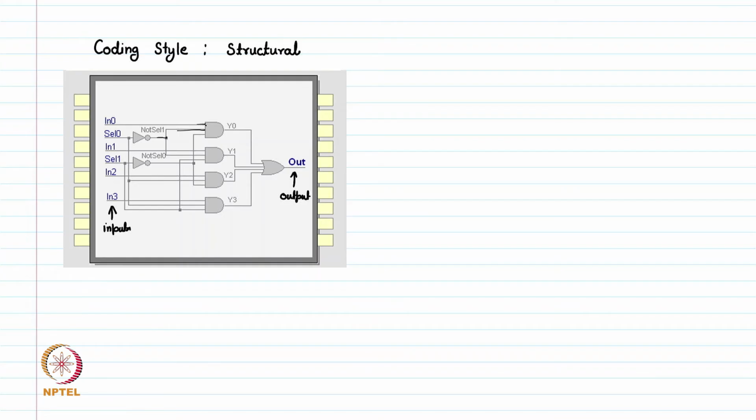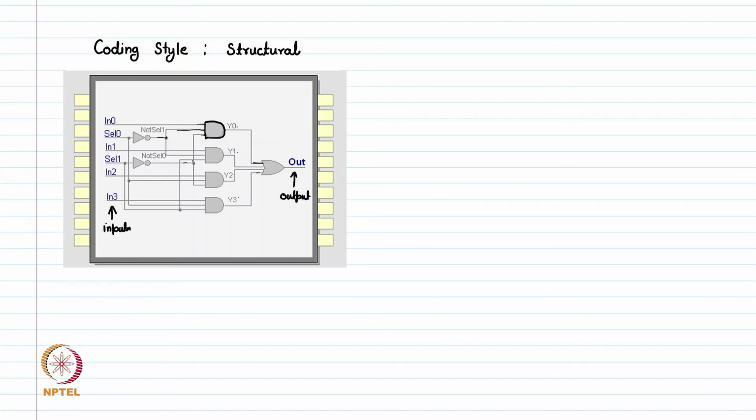this in 0 signal comes here, and this signal select 1 after the inverter comes here. This is the AND gate which is generating Y0, and then all these Y0, Y1, Y2, Y3 go to an OR gate and generate the output signal.